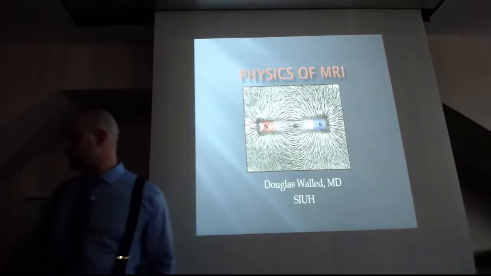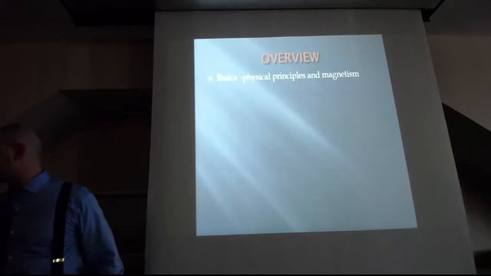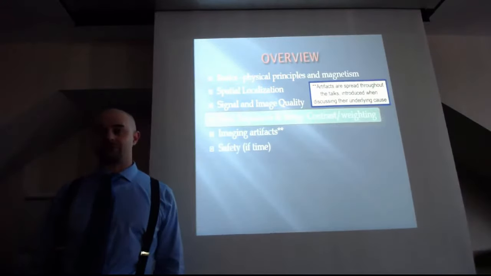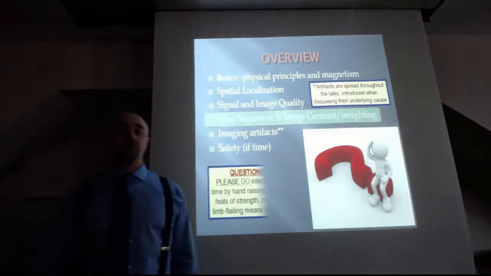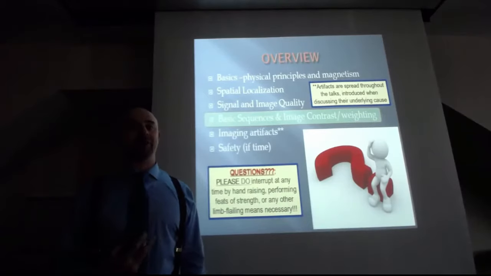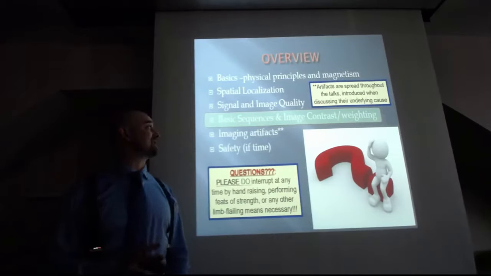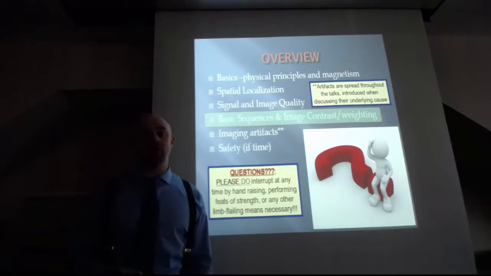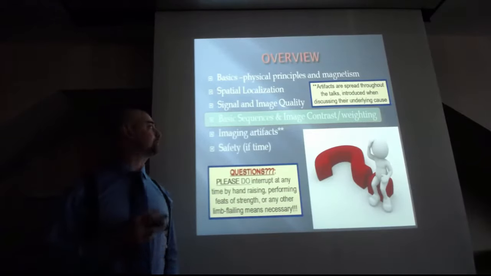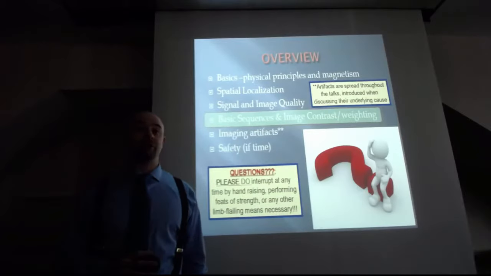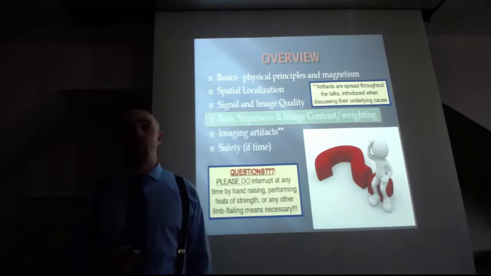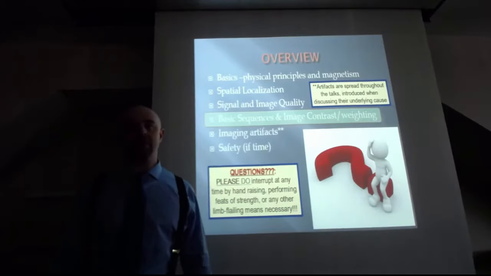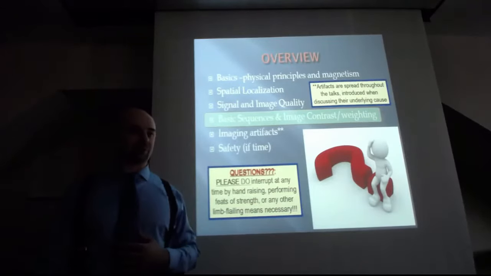We've already gone through a lot of the basic topics: the intro to the basic physics, how spatial localization is achieved, how we can manipulate the image quality, and what the signal-to-noise ratio means. And then today, I'm going to get into some more clinical stuff: what the basic sequences are, spin echo, gradient echo, fast spin echo, and how we achieve different image weighting, like T1, T2, and proton density. Of course, imaging artifacts are embedded throughout as we have gone through this lecture series.